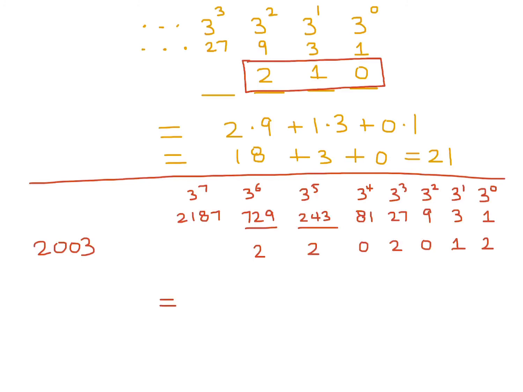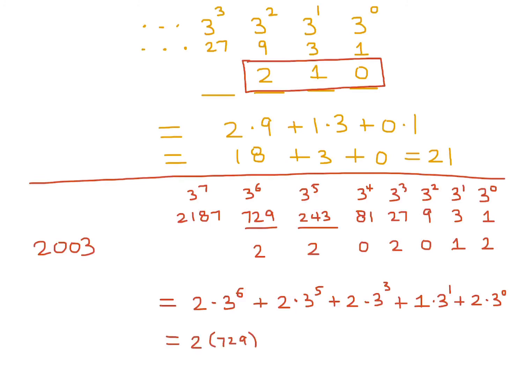So this basically becomes 2 times 3 to the power of 6 plus 2 times 3 to the power of 5 plus, you don't count this one because it's 0, so 2 times 3 to the power of 3, don't count the next one, but 1 times 3 to the power of 1 plus 2 times 3 to the power of 0. Okay? So this is 2 times 729 plus 2 times 243 plus 2 times 27 plus 1 times 3, and plus 2 times 1.